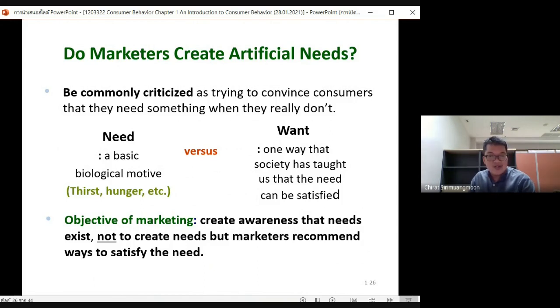Then let's talk about the difference between needs and wants. Let's remember it this way. A need is something that you must have. It is a biological motive. Like right now, I'm thirsty, so I'm going to drink water. This is a need. I can't prevent it. But a want is something society has taught you that you can have. So for me, I remember that with a want, one can have a choice. Like you can buy it or not.